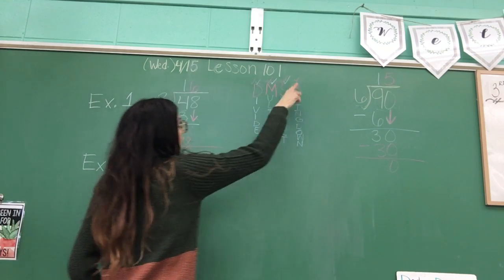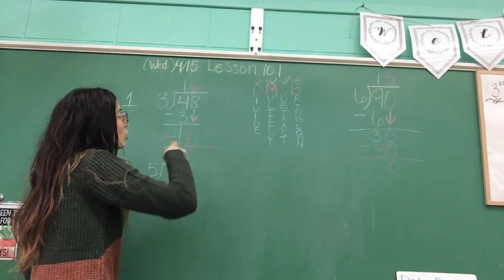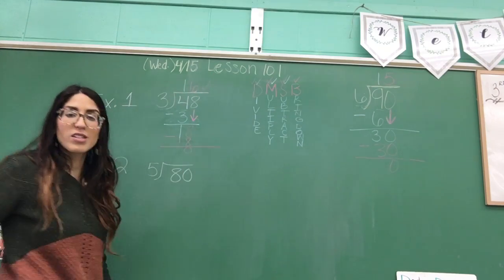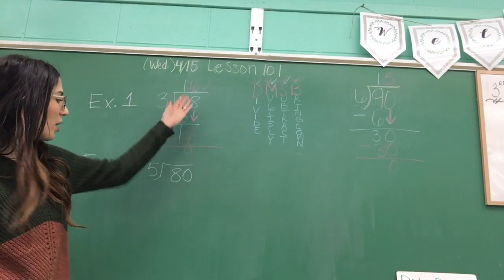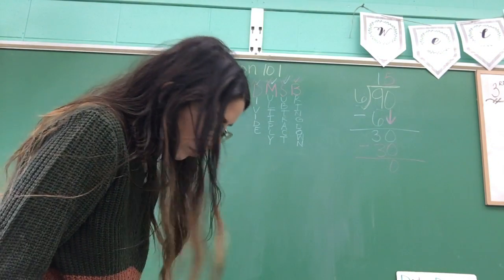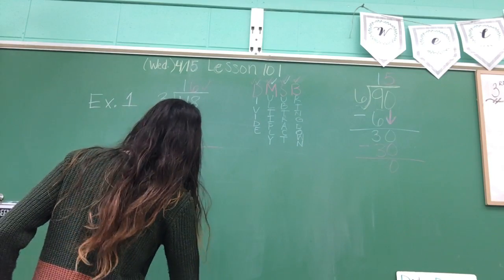Good job. Is there anything else to bring down? Nope. So we're done. 48 divided by 3 is 16. And we just did our long division problem. Okay? We're going to do another one, example 2. Example 2 here. All right.